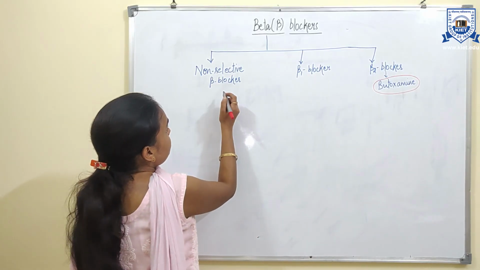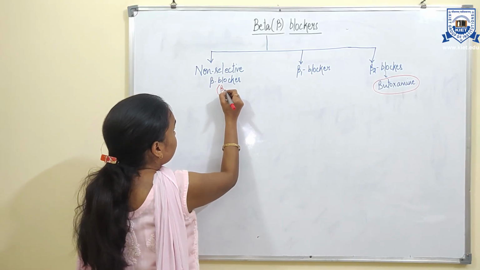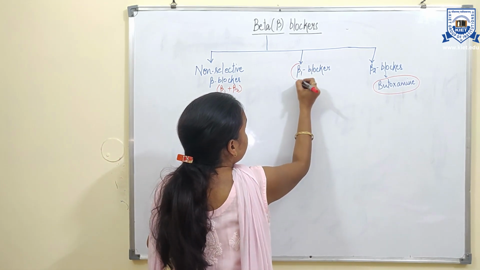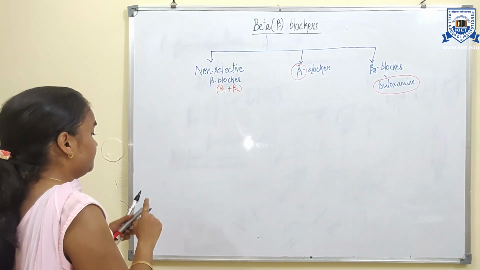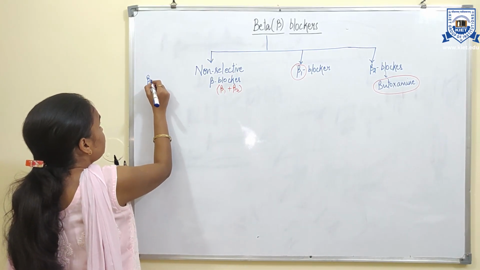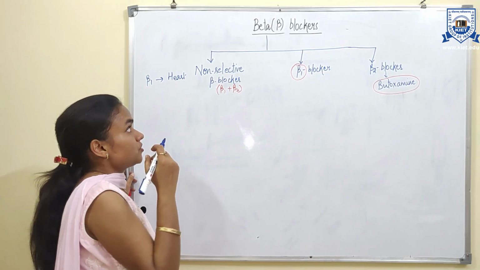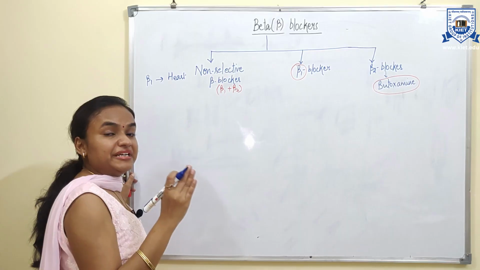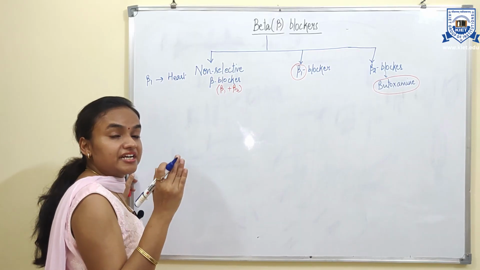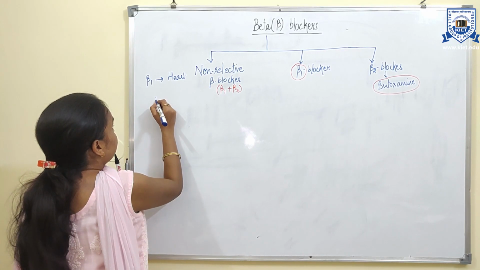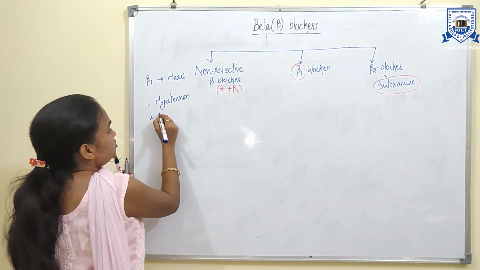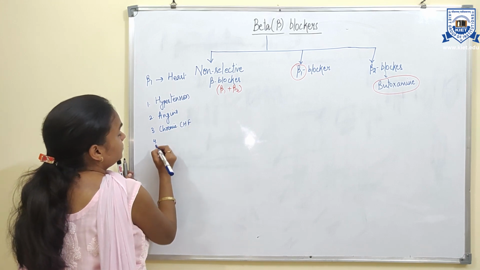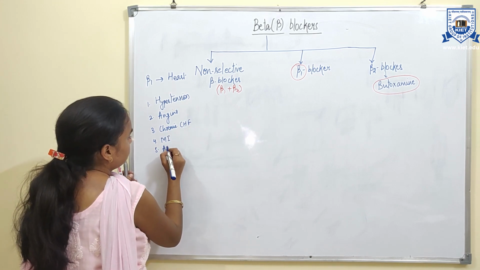Non-selective beta blockers block both beta 1 and beta 2, while beta 1 selective means they block only the beta 1 receptors. And we already know the beta 1 receptors are mainly present in the heart. The common property between the non-selective beta blocker and the beta 1 blocker is that they both block the beta 1 receptor. It means they can be used in cardiac conditions like hypertension, angina, chronic congestive heart failure, myocardial infarction and arrhythmia.